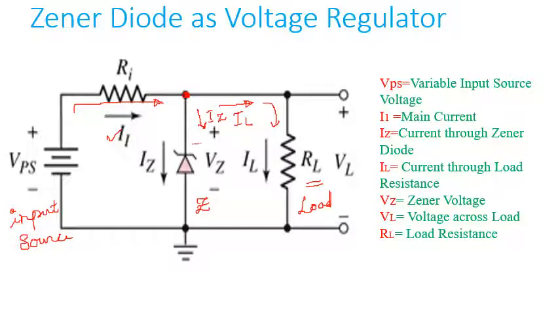The voltage across the Zener is VZ. Voltage across RL is VL. If you can see junctions 1 and 2, junction 1 is connected with the Zener, junction 2 is connected with the load resistance. At junction 1 it is VZ and at junction 2 it is VL. Both are the same because they are at equipotential, and the total current I1 is equal to IZ plus IL. The main current will get divided into Zener current and load current.